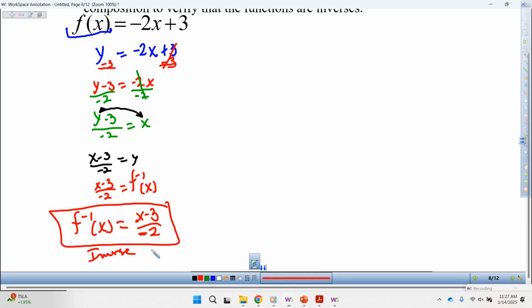All right, so let's check if this is the inverse of that. So I want you to write check. Let's do this together. We're going to start with f of x. That means we're going to substitute, instead of x, the inverse. And at the end, once we simplify the right side, we should have an x by itself. Yes? All right, so let's start with f of x.